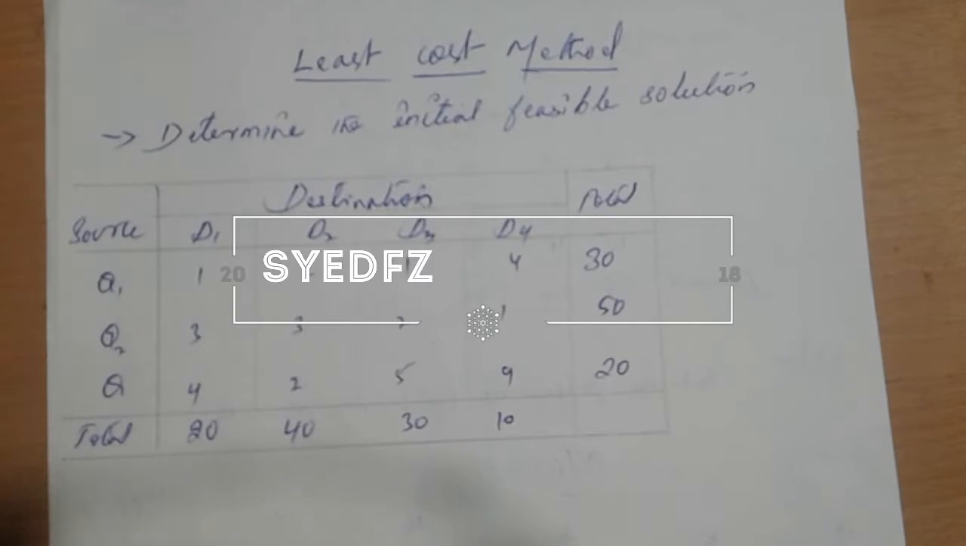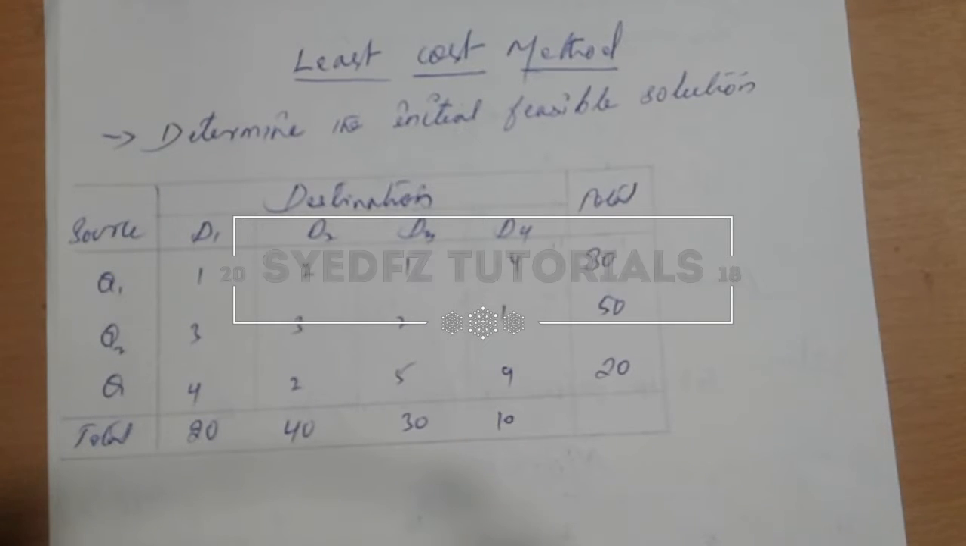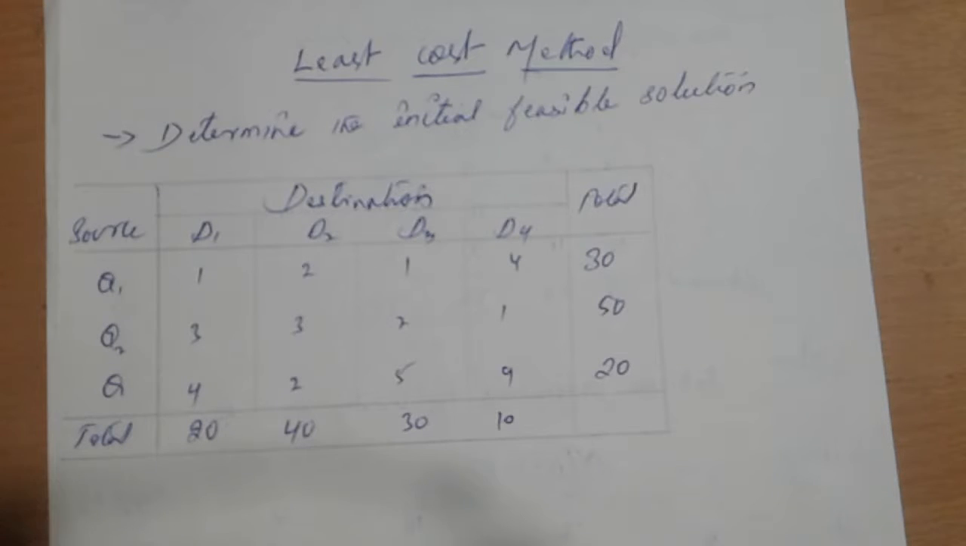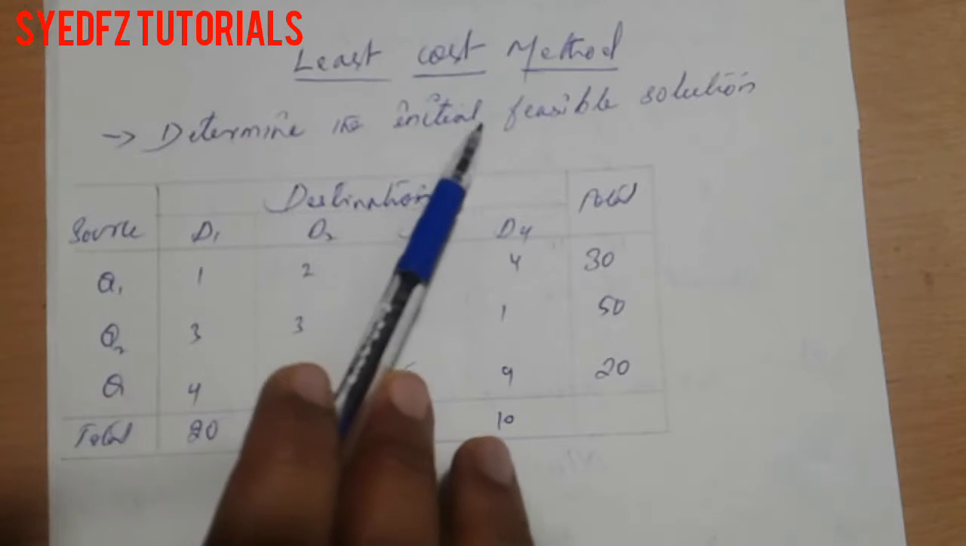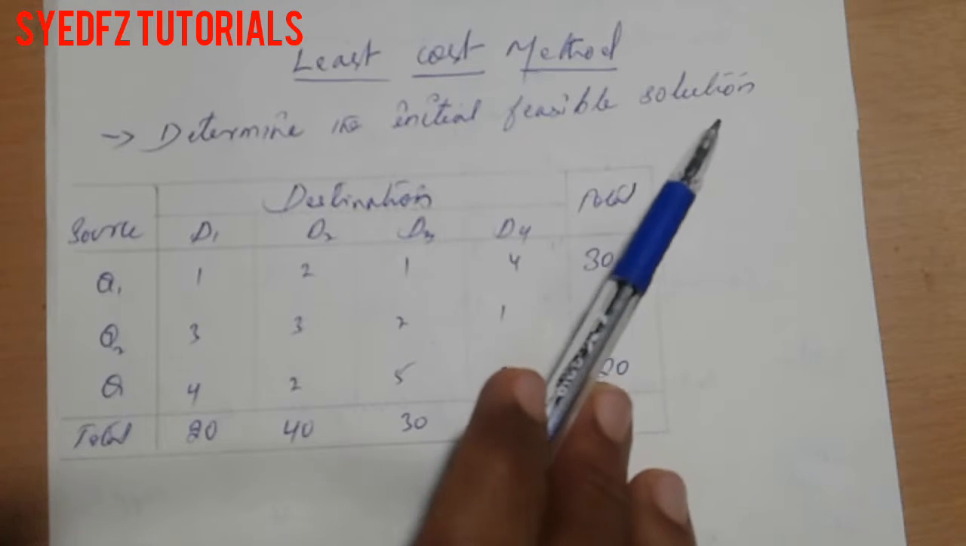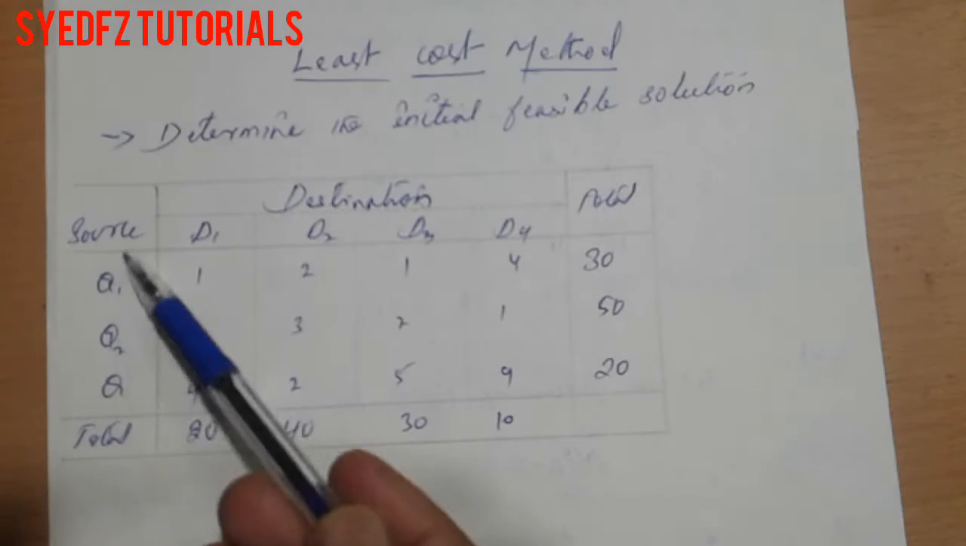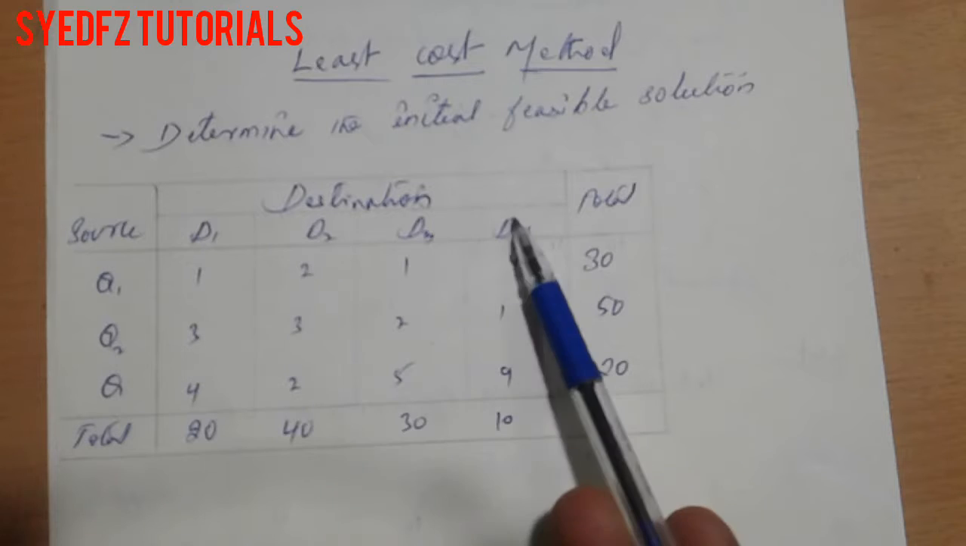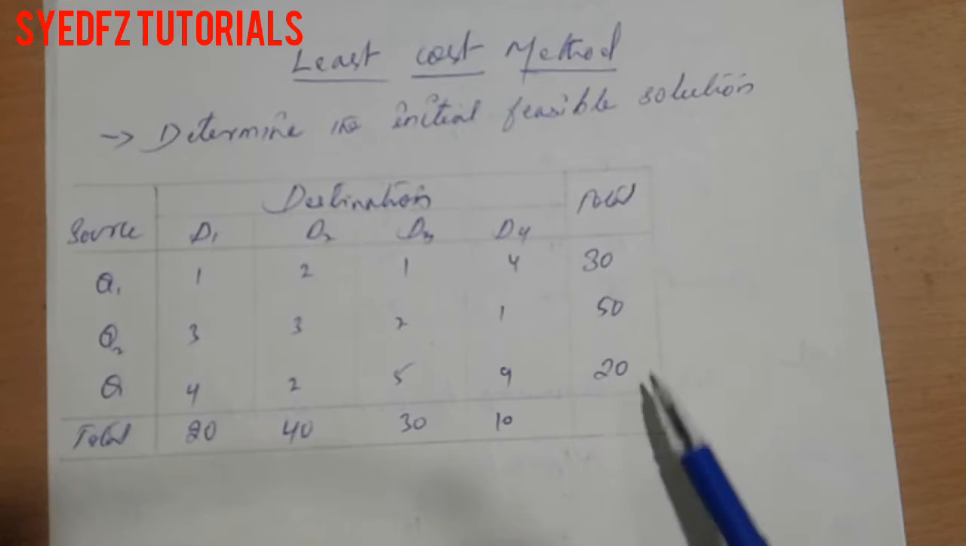In this video, we are going to learn the transportation problem by the least cost method, or row and column maximum method. This is a problem: determine the initial feasible solution. This is a table where sources and destinations are given, and this is a total.